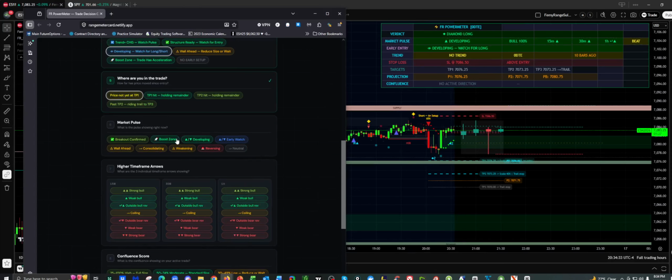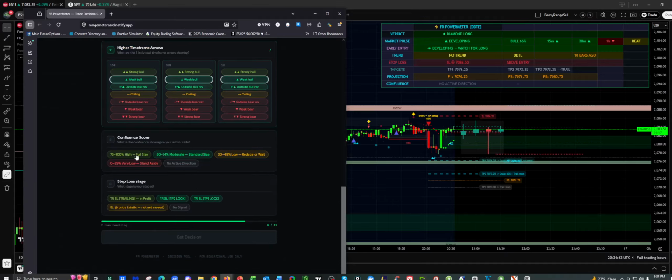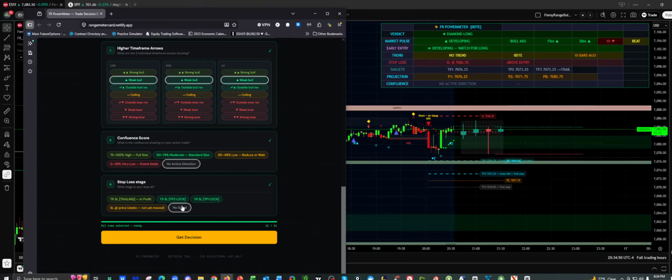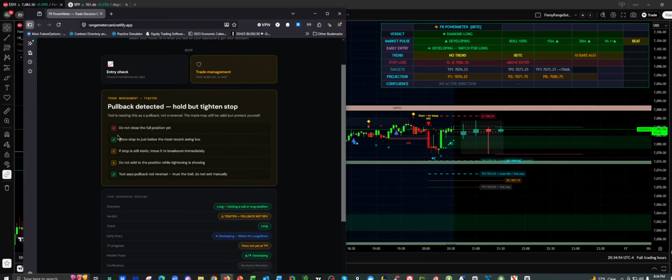Market pulse is developing. Higher time frame is green all through, but they're weak bull. Single arrow means weak blue. Confluence is no active direction, and the stop loss is none. So right now it's telling us that pullback detected. So it's hold but tighten stop. It's telling you to hold but tighten your stop.